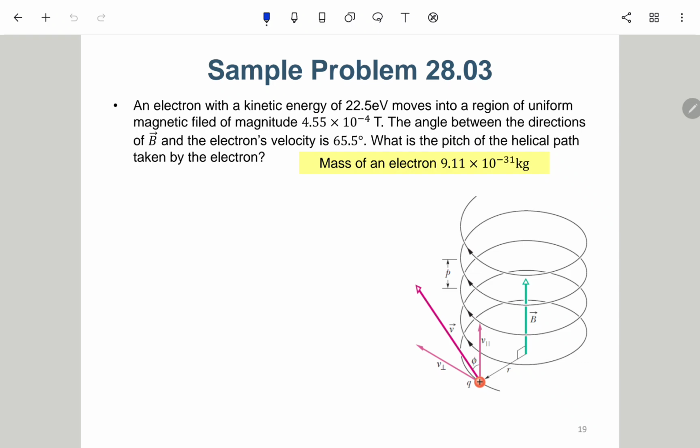Okay, so here we have a sample problem. This is an electron with a kinetic energy of 22.5 eV moving into a region of uniform B field of magnitude this one, and the angle between the directions of B and the electron's velocity is 65.5 degrees. What is the pitch of the helix path taken by the electron?